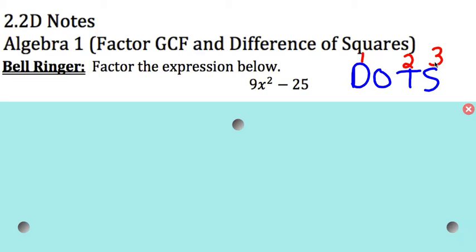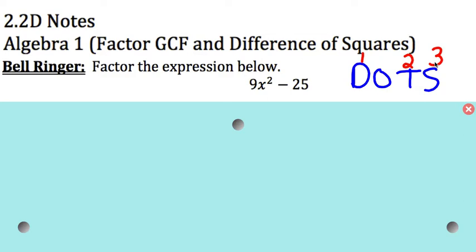So first of all, is it a difference? Yes, there's a minus sign. Are there two terms? Yes. Are they both perfect squares? Yes. 9 is a perfect square. X squared, because it's raised to an even power, is a perfect square. And 25 is a perfect square.